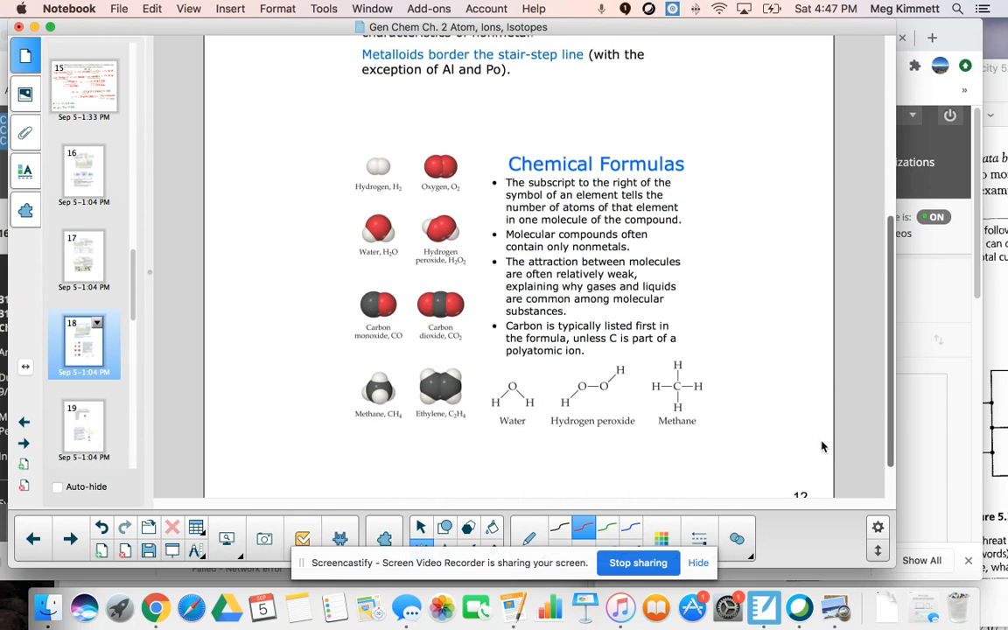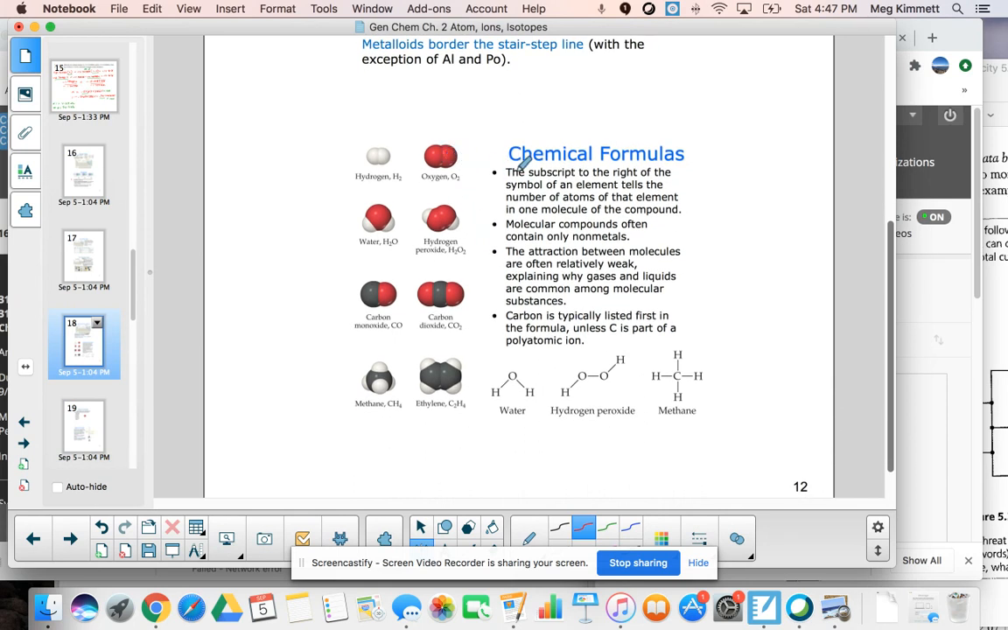We also want to be able to look at what a chemical formula is. A chemical formula has a subscript to the right of the symbol of an element. It tells the number of atoms of that element in one molecule of the compound. I like to use something that's very familiar to you. This we call the subscript in the chemical formula. And later on, we'll talk about coefficients when we are balancing equations.